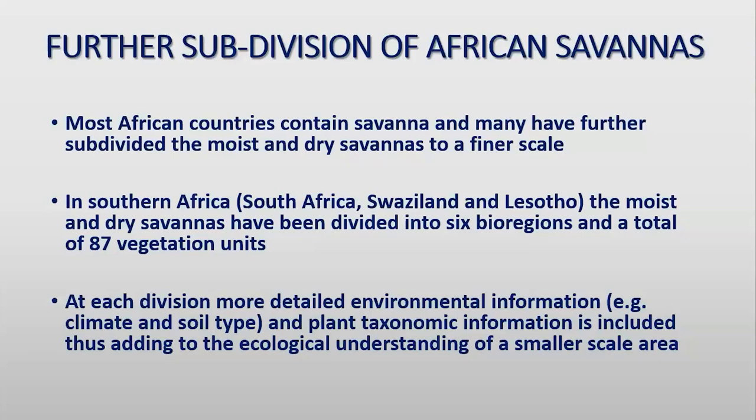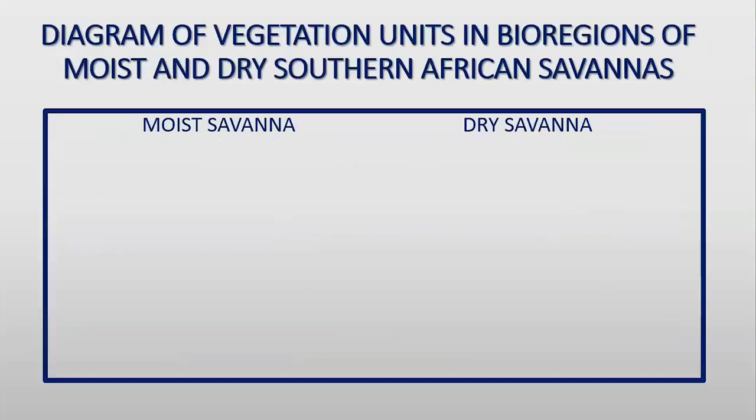So at each division, you can collect more detailed environmental information, for example, climate and soil type, and more plant taxonomic information, thus adding to our ecological understanding of a smaller scale area. Okay, so we've really seen this when we divided the savanna into moist and dry. We saw the differences in rainfall, and we also saw the differences in the leaching effect from that rainfall, which enabled us to distinguish the two types. And we were able to further look at some taxonomic effect by looking at the size of the leaves.